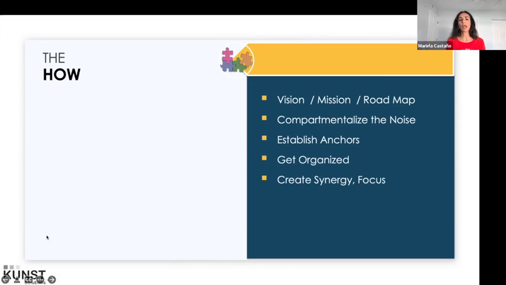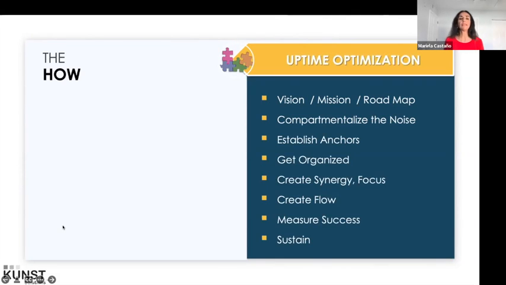I want to reconfirm to you that increasing your uptime is not just one activity. There is not only one tool, one component, but rather the sum of strategic and tactile tools that are going to help you to increase your uptime.